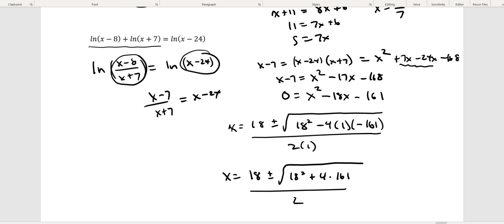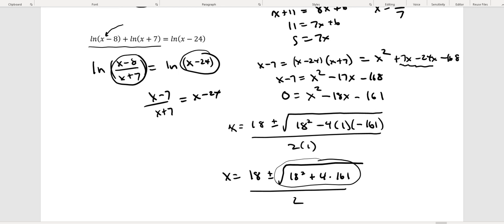Now, some things to consider here. You can't take the logarithm of a negative number. So I'm going to leave it like this. One of these is going to come out negative, I'm pretty sure, because this thing is going to be bigger than 18. And when you put that here, that definitely is going to get thrown out because then that thing's going to be negative. So we definitely can throw out the negative.